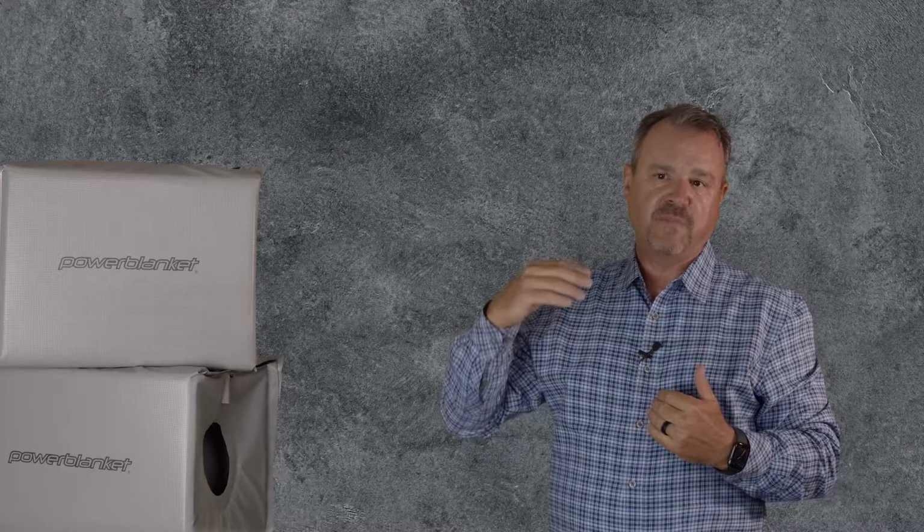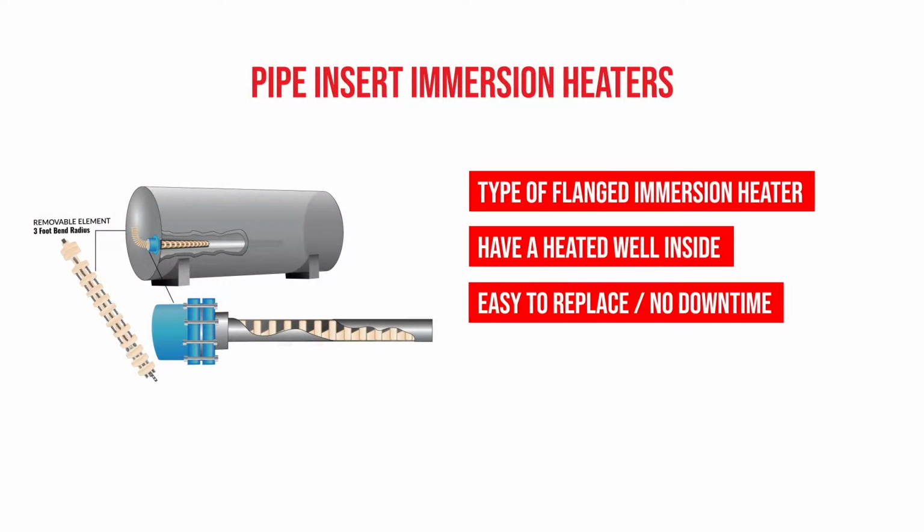so that when maintenance needs to be done on the heater, you don't have to drain the tank and your process can keep running. You open up the terminal box and you pull the heaters out of the wells and then replace them with a brand new one. Pipe insert immersion heaters can really add a lot of efficiency to your process. Electric heat is 100% efficient in delivering wattage into your process, and it works a lot better than steam coils.